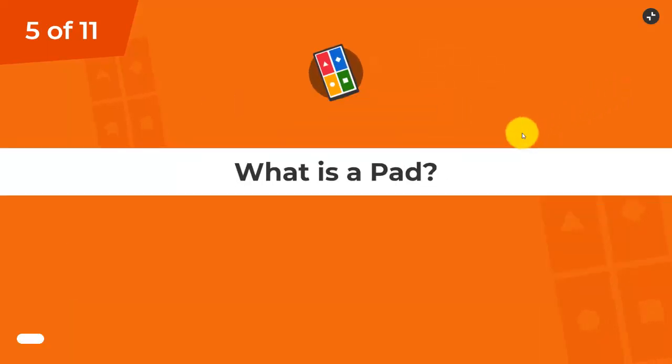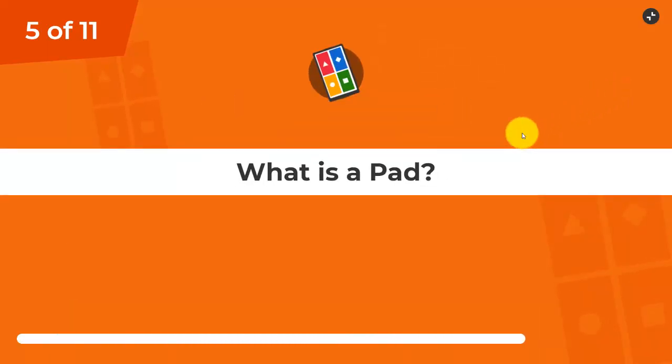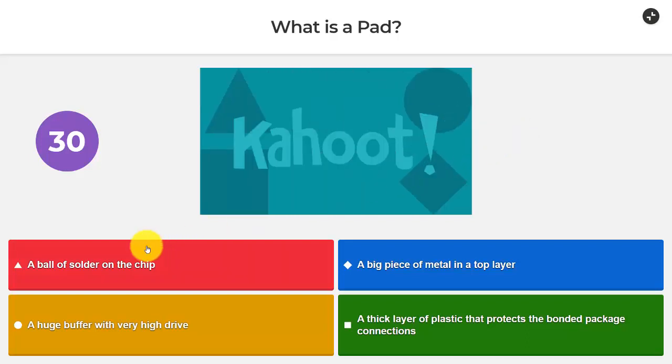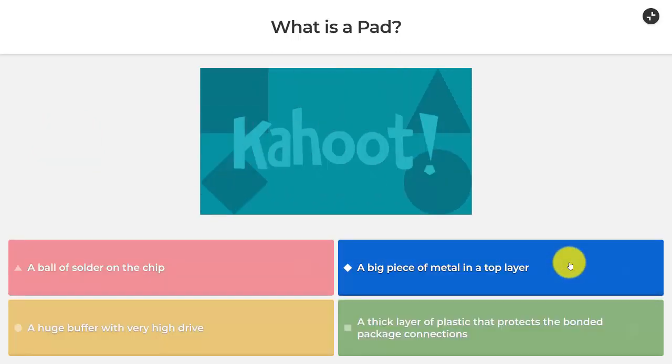Question number 5. What is a pad? So I think I've answered this in the last few minutes, but is it a ball of solder on the chip, a big piece of metal in the top layer, a huge buffer with a very high drive, or a thick layer of plastic that protects the bonded package connections? And obviously it's a big piece of metal in the top layer.